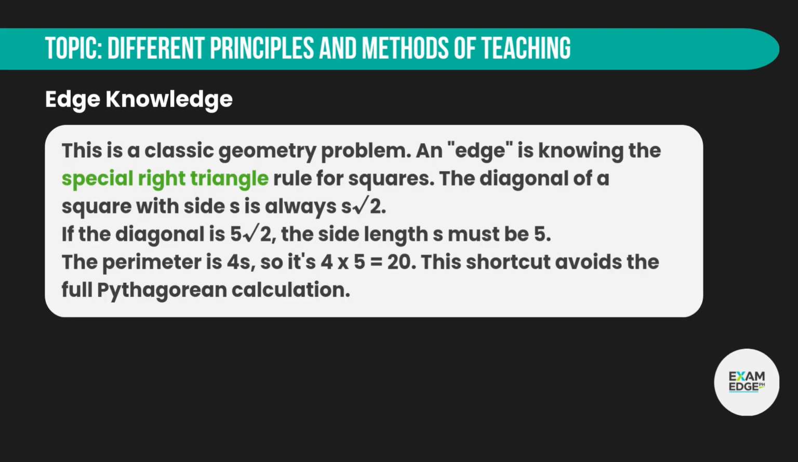Edge knowledge. This is a classic geometry problem. An edge is knowing the special right triangle rule for squares. The diagonal of a square with side s is always s square root of 2. If the diagonal is 5 square root of 2, the side length s must be 5. The perimeter is 4s, so it's 4 times 5 equals 20. This shortcut avoids the full Pythagorean calculation.